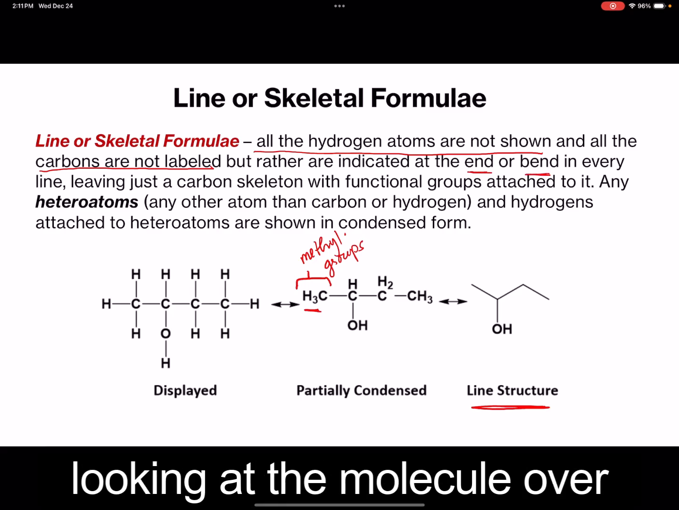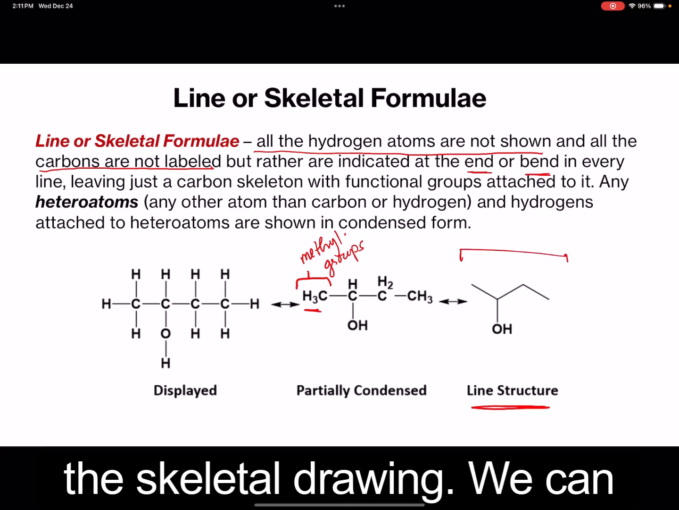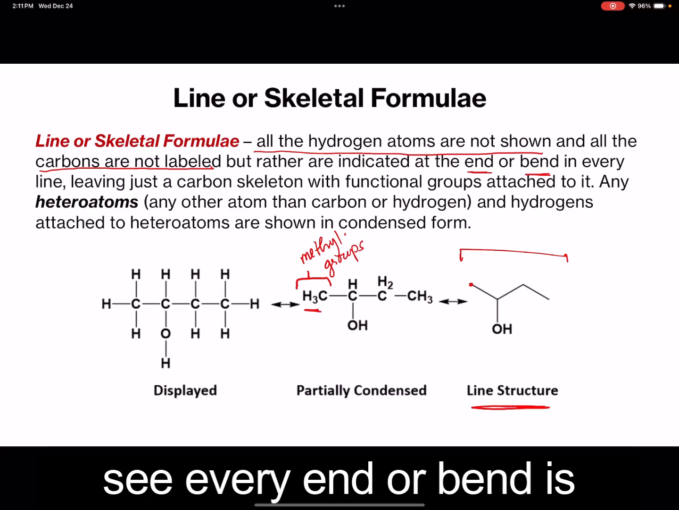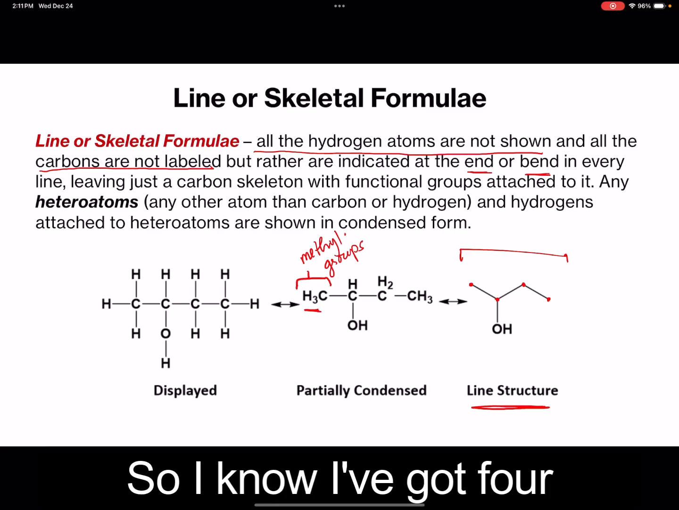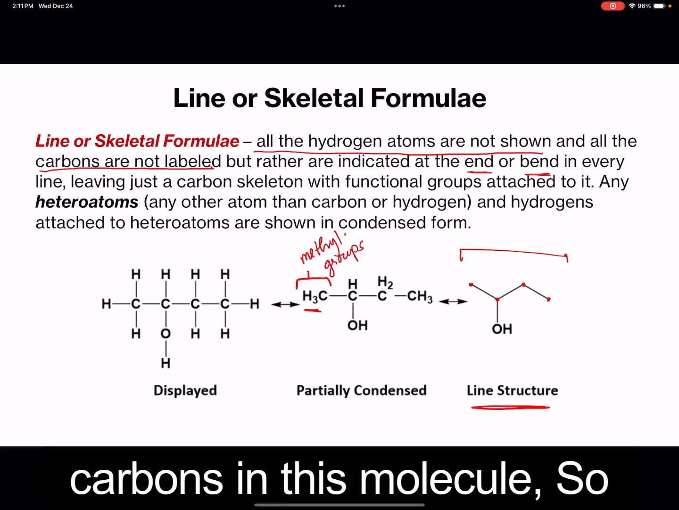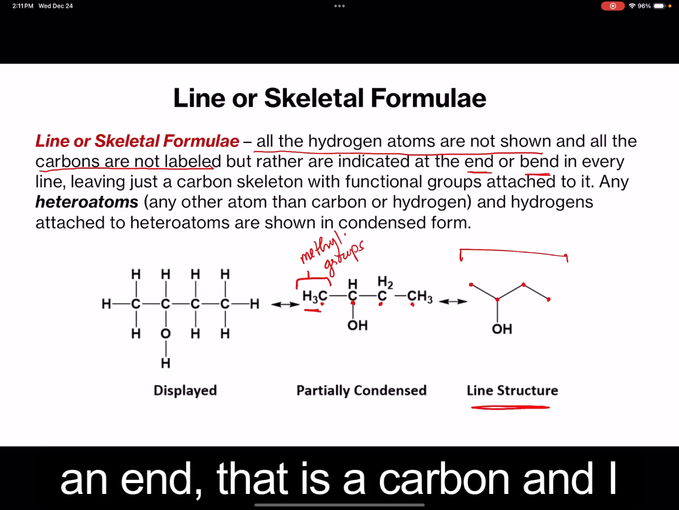So if we're looking at the molecule over here on the right, this is the skeletal drawing. We can see every end or bend is going to represent a carbon. So I know I've got 4 carbons in this molecule. Everywhere I have a bend or an end, that is a carbon.